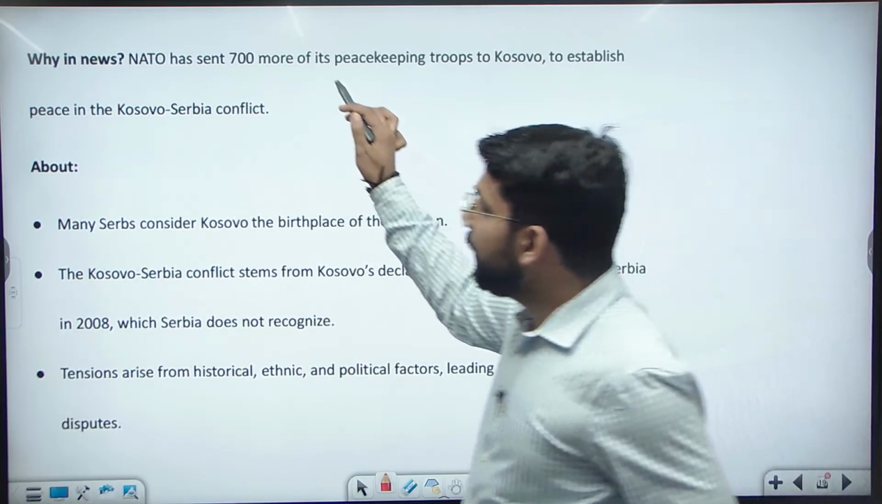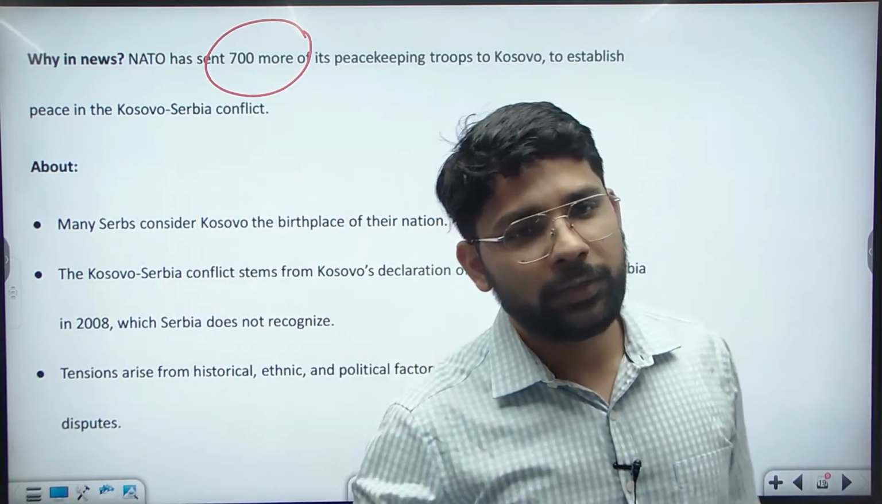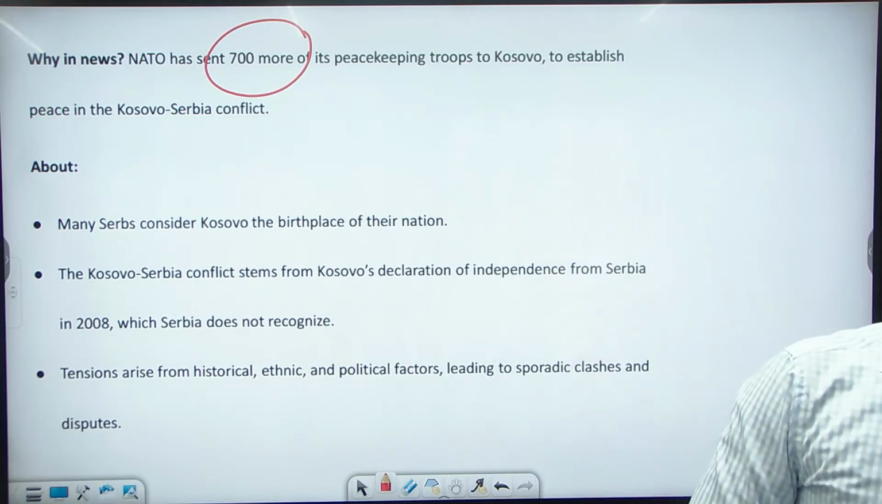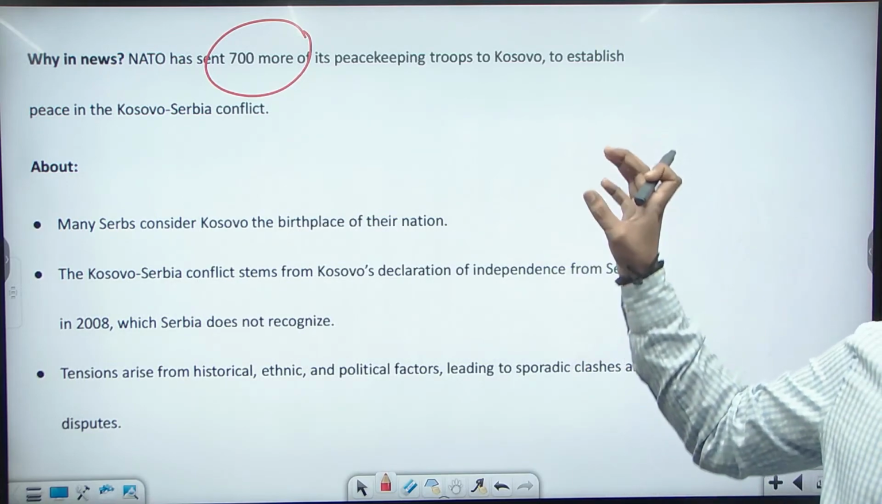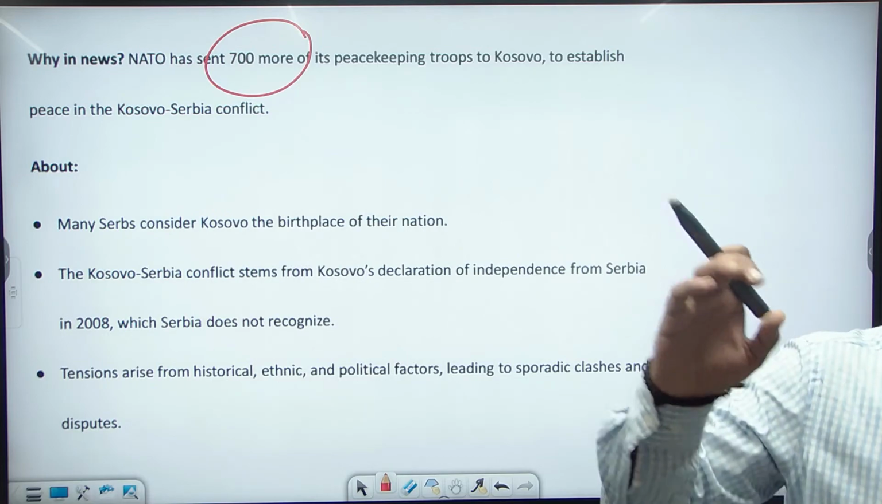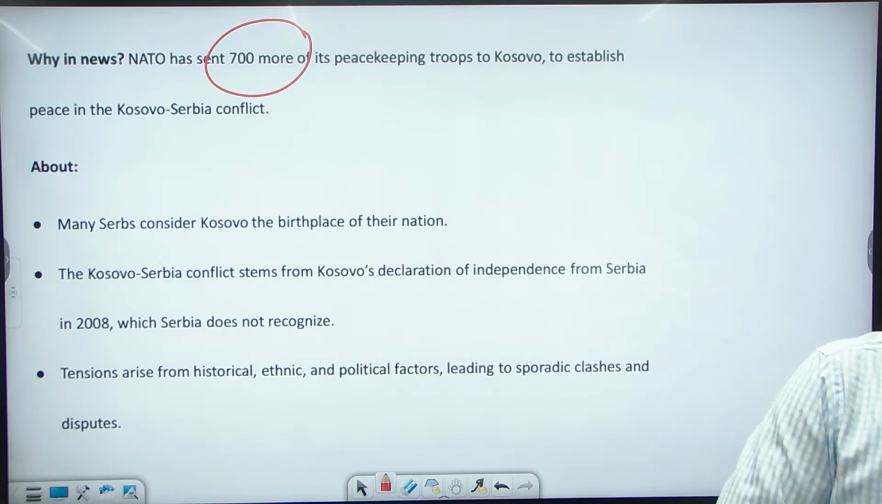Recently there was again conflict in Kosovo and Serbia, and NATO sent 700 military forces for stability. But the armies of both countries fought with this NATO force and they also got injured, and the conflicts rose again. So this is an unstable region there.